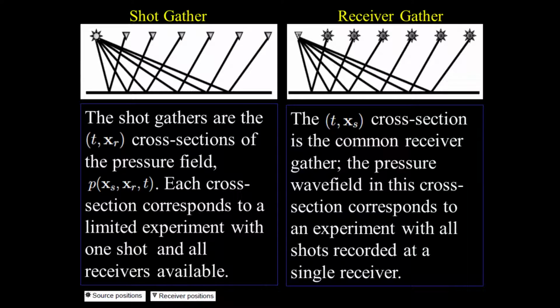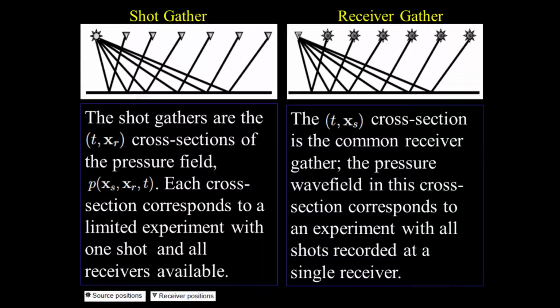In other words, shot gathers are the time and receiving cross-sections of the pressure wave field. Each cross-section corresponds to a limited experiment with one shot and all receivers available. Similarly, we can introduce the time and sources cross-section known as a common receiver gather. The pressure wave field in this cross-section corresponds to an experiment with all shots recorded at a single receiver.